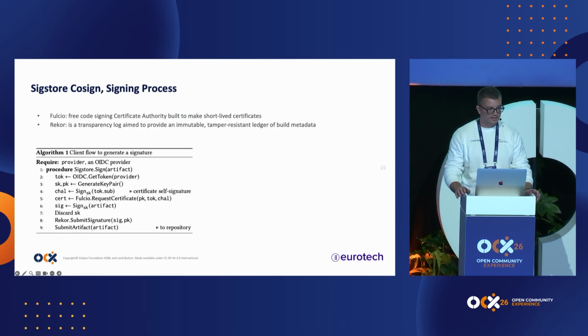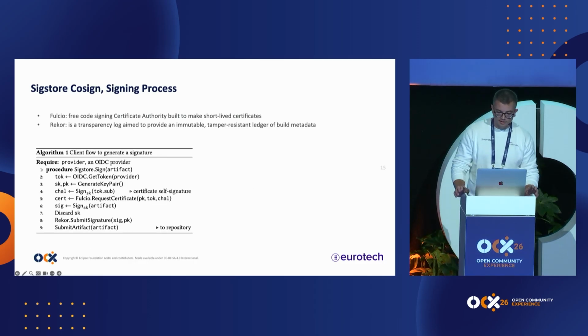This is the client signer flow. It starts by retrieving the OIDC authentication token at line 2. And this token contains two relevant fields, the issuer and the subject. Then at line 3, we generate a key pair and a corresponding certificate signing request. With this information, the client submits the certificate signing request to Fulcio, which will return a certificate signed with its own CA key.